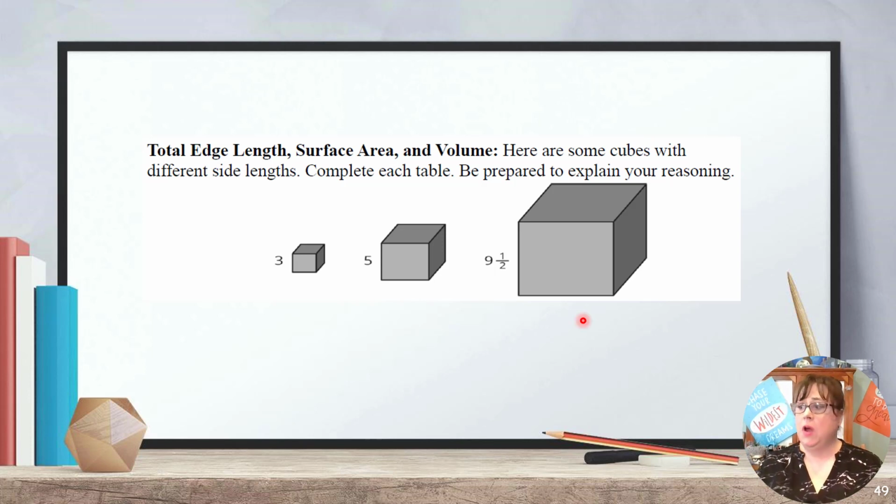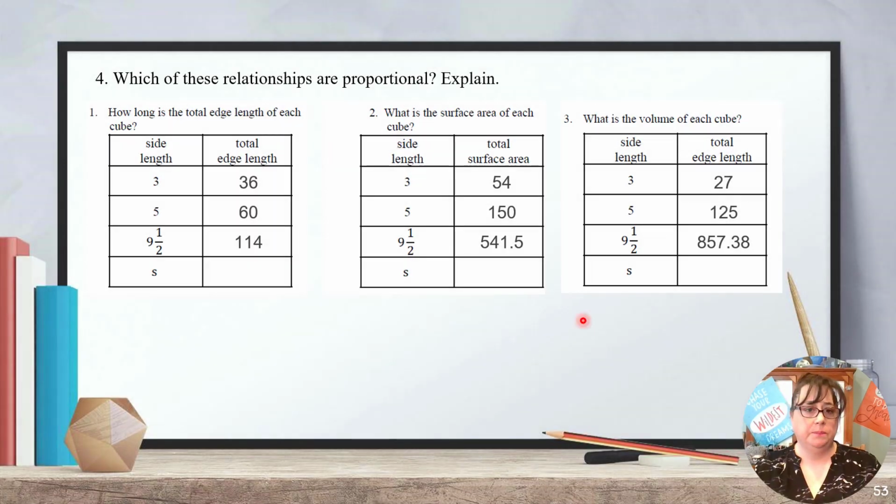And I did some of the hard work for us already on this, and I completed the tables for us. I looked at the total edge length of each cube in table number 1, the surface area of each cube in table number 2, and the volume of each cube in table number 3. And what I want to know is which one of these relationships is proportional and explain why.